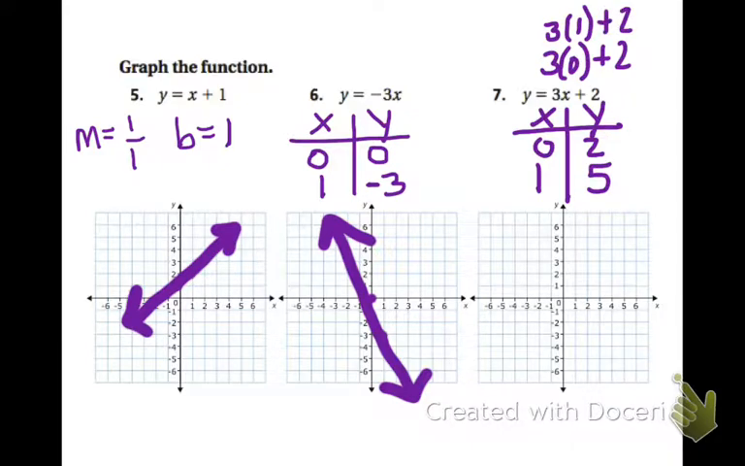So 0, 2 would be right here. And 1, 5 is right there. And then draw a straight line. See where the straight edge is very necessary, so be sure to use that.